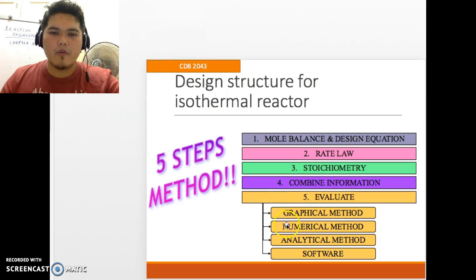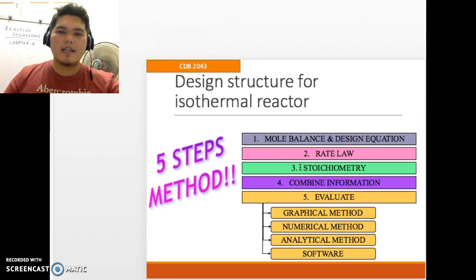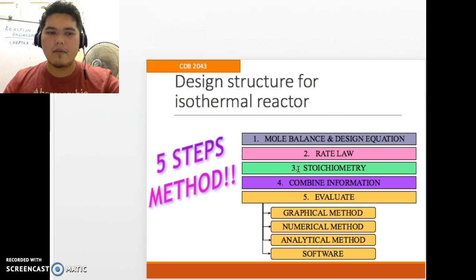And we will also look into chapter 5, which is the graphical method and numerical method. This is all in chapter 5. So as of now, since we have already learned chapter 1, chapter 2, and chapter 3, we should be able to attempt and design the reactor based on the information that we got earlier.